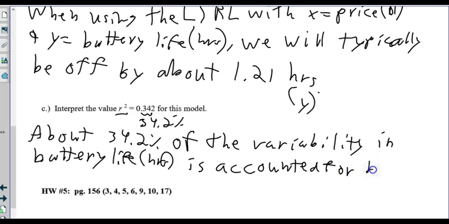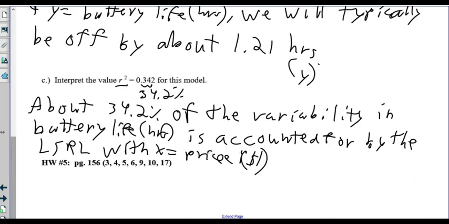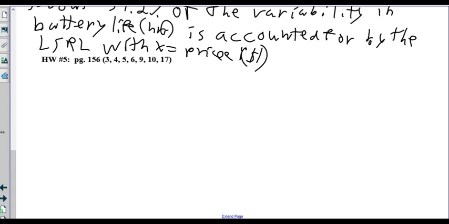by the, again, instead of writing a whole big long statement out, LSRL, least squares regression line, with X equal price, and put in parentheses a dollar sign. And that's it. Now, I do want to tell you something, make a note, because it does not show up in the book. For number 17, the book wants you to actually calculate S and R for parts C and D. That's just ridiculous. So make a note right here.